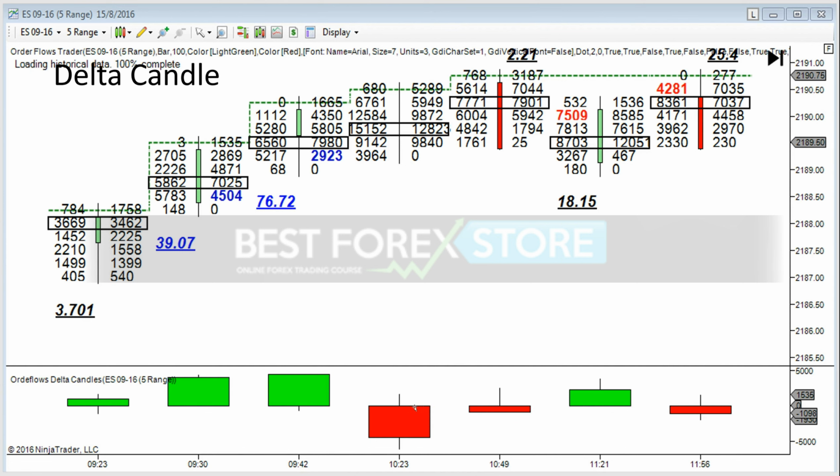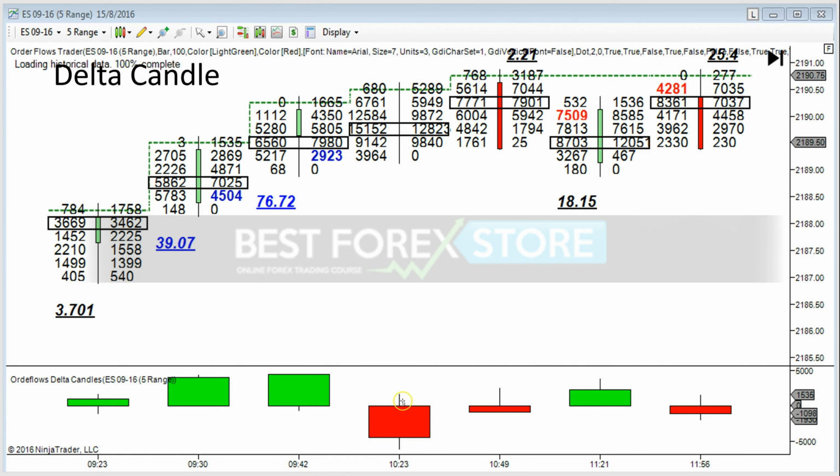A delta candle always starts at 0. Anytime a new bar is formed, delta is 0. Then it has a high and a low, either a positive delta or negative delta, and then it closes. Okay, so like you see a green delta, it tells you it's positive. If it's a red candlestick, it's negative delta.